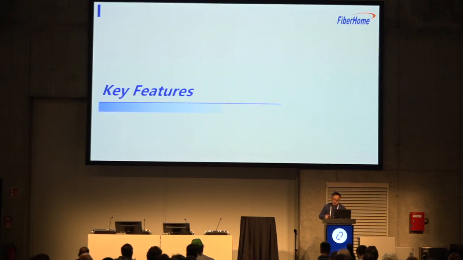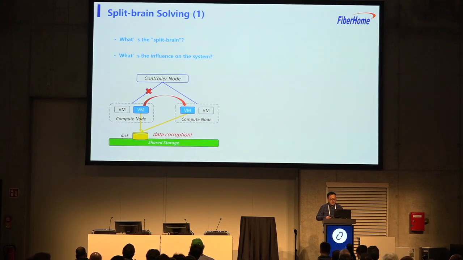Okay, so I've already introduced some basic information about the system. Next, I will begin to explain the two key features in our solution. The first feature is the split brain solving method. There are two questions that need to be clarified first. So what's split brain?